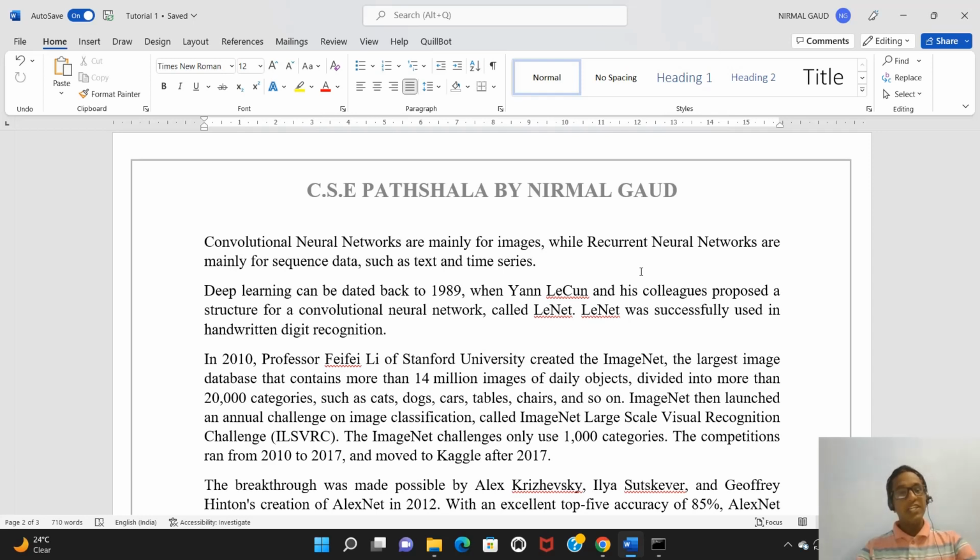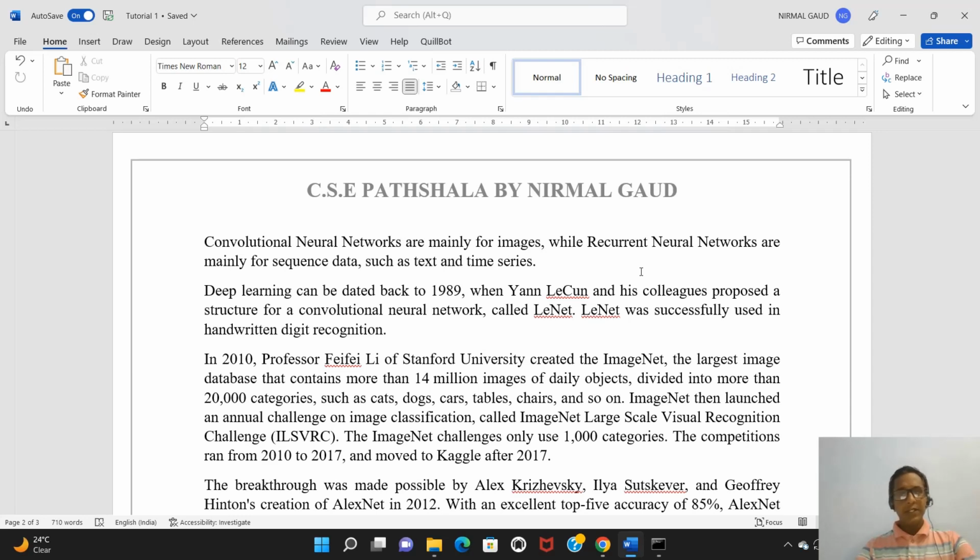Okay, so in 1989 only it has been introduced. Now, in the upcoming years, if I talk about 2010, Professor Lee of Stanford University created ImageNet. Okay, and this ImageNet is basically a huge database. It comprises more than 14 million images of daily objects. For example, cats, dogs, cars, tables, chairs, and so on. About 20,000 categories of objects have been made available in the form of images in the ImageNet.